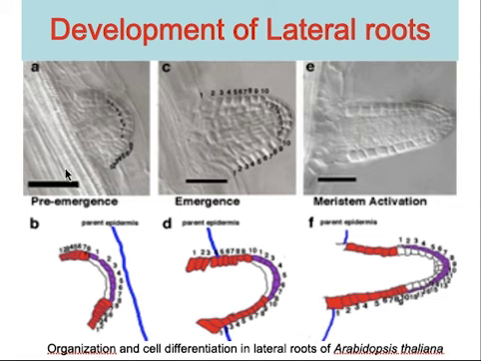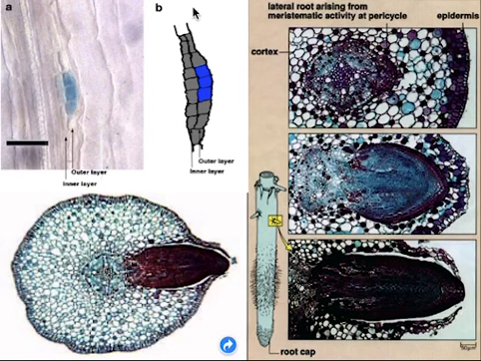So this one is pre-emergence, emergence, and then meristem activation in lateral root organization. If you can see, this one is a cross section of the root. This one is the pericycle and it emerges actually from the pericycle. So you see this lateral root arising from meristem activity of the pericycle, and it pushes through the cells and then comes out as a lateral root.